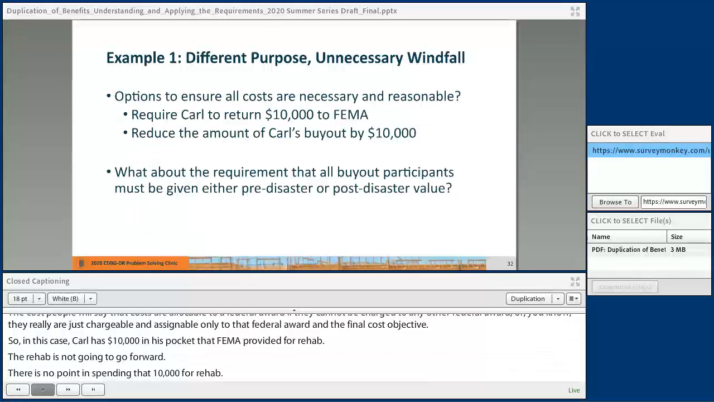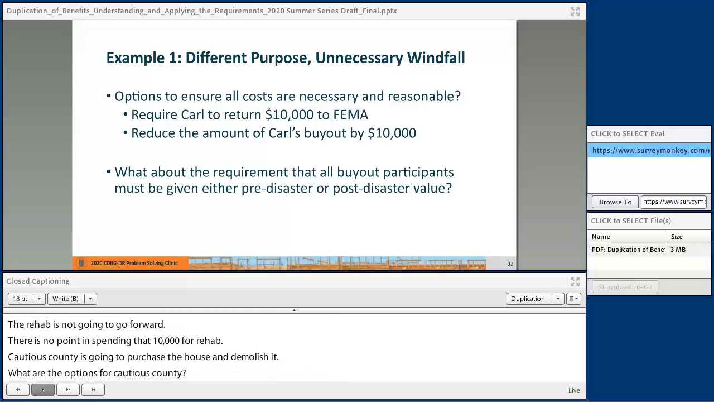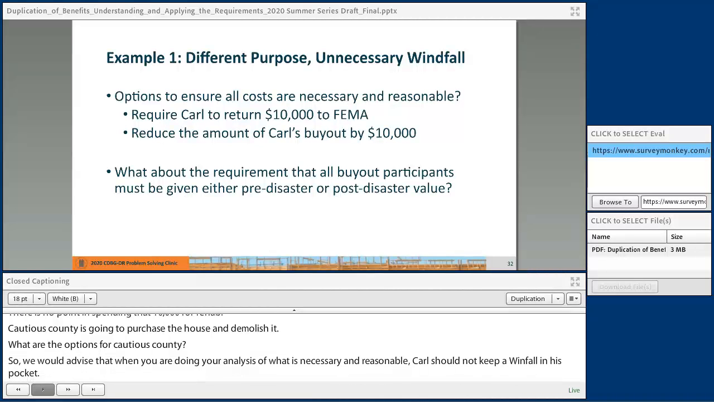So we would advise that when you're doing your analysis of what is necessary and reasonable, Carl shouldn't keep a windfall in his pocket. He should either return $10,000 to FEMA or reduce the amount of Carl's buyout by $10,000 because he's got that cash in his pocket.